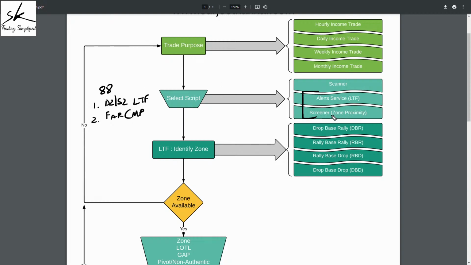One is called the alert service. The other one is the demand supply screener. Again, I'll add these are not call giving or tip giving services. These are also scanner screeners. The only difference is that these scanner screeners are based on demand supply zones.